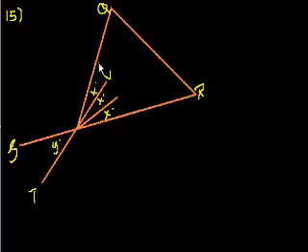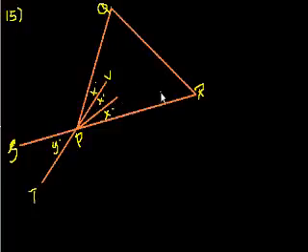But they say in the figure above, triangle PQR, so this is P, triangle PQR is equilateral. It's equilateral, and this is an SR and TV intersect at point P. What is the value of y? So let's just use all the information they give us. This is an equilateral triangle. So what do we know about equilateral triangles?